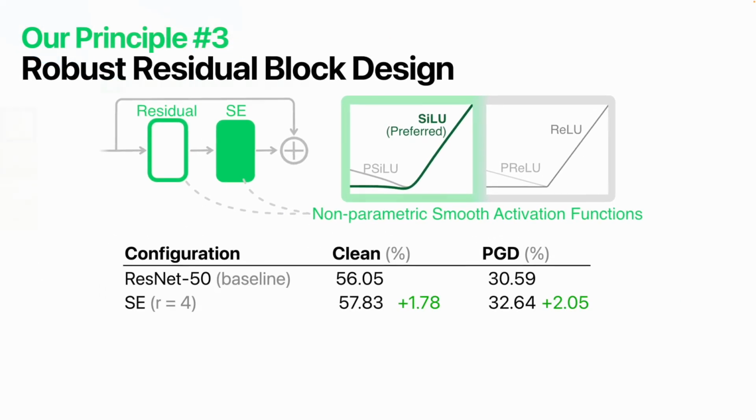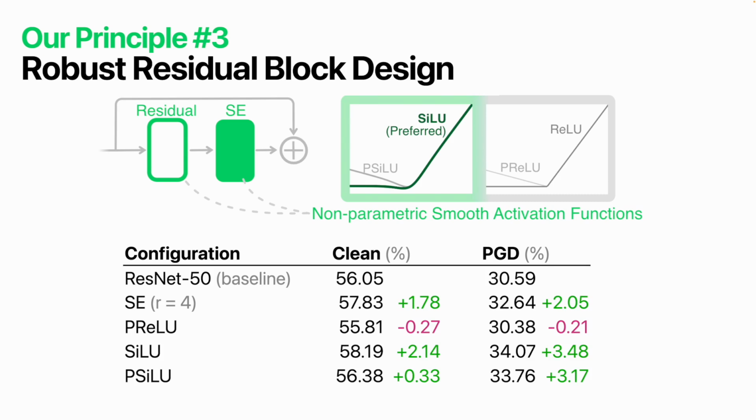Our third principle is robust residual block design by adopting squeeze and excitation blocks and non-parametric smooth activation functions. Squeeze and excitation block was proposed to adaptively recalibrate channel-wise feature responses by modeling interdependencies between channels. Our experiments on ImageNet show that the original SE block markedly increased PGD and clean accuracies compared to ResNet-50.